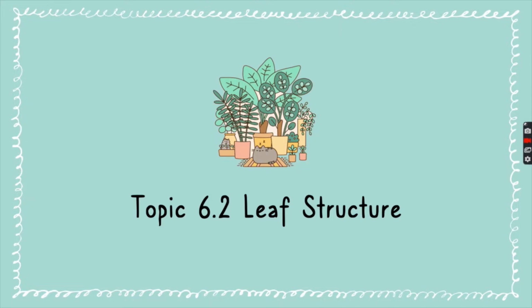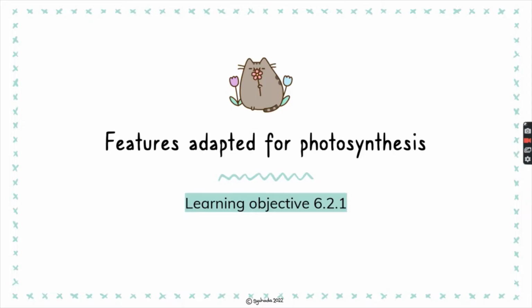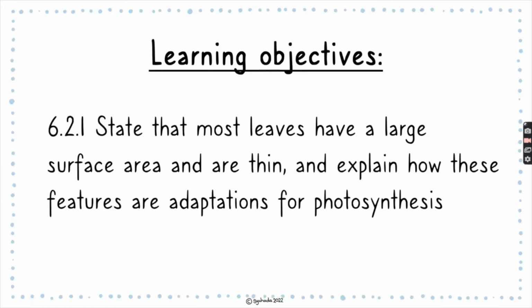Today we are going to cover topic 6.2, leaf structure. Today we are mainly going to discuss the features of the leaf that are adapted for photosynthesis. And your first learning objective today is 6.2.1.